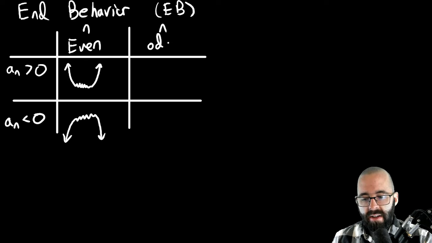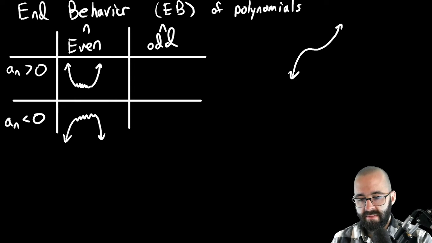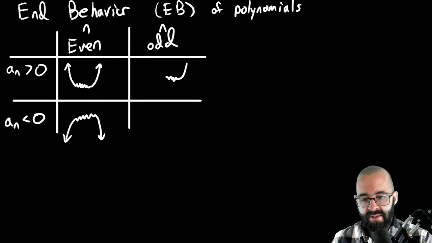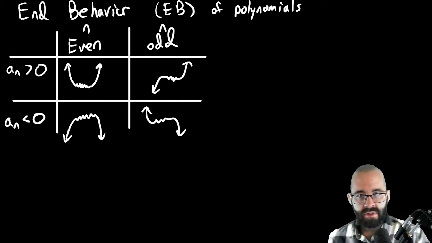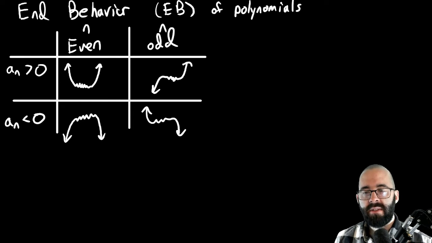And if n is odd, for the end behavior of polynomials, then it behaves like a cubic function. Remember, our cubic function looks like this. So if it's odd and positive, it's like a positive cubic function. If it's odd and negative, it's like a negative cubic function. And it's okay to answer end behavior questions with these little pictures. I think this is very helpful and informative.